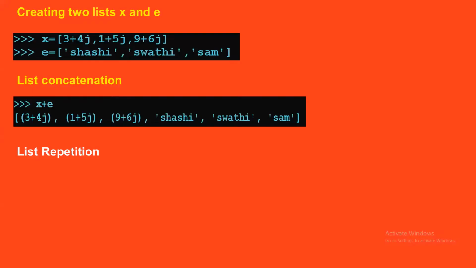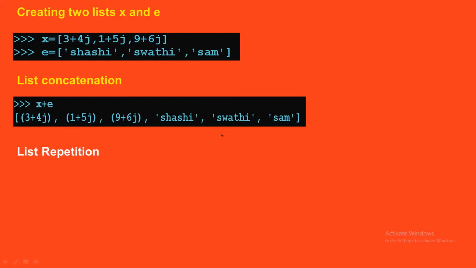So for example, here you can see that I have created a list called X, which contains three complex numbers, 3+4j, 1+5j, and 9+6j. I have also created a list called E, which contains three strings: Shashi, Swati, and Sam. If I concatenate the elements of the list, I just say X + E. Plus is the concatenation operator. You can see that a new list is created in which the elements of the list X and the list E are combined together, and you get a single list. That is how you concatenate the elements by using the plus operator.